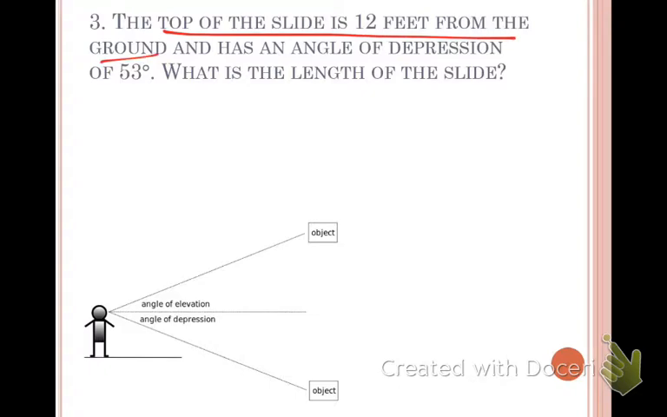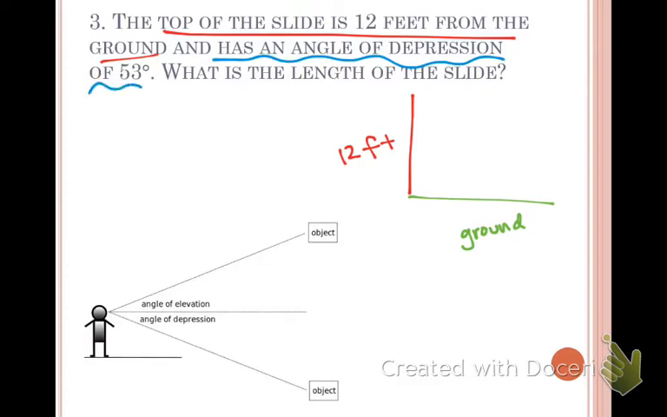What part of the triangle is that going to be? Vertical. This is the height, yeah. And has an angle of depression of 43 degrees. So let's pause. What do all slides sit on? The ground. So we got a ground. So let's go back. It says the top of the slide is 12 feet from the ground and has an angle of depression of 43 degrees.